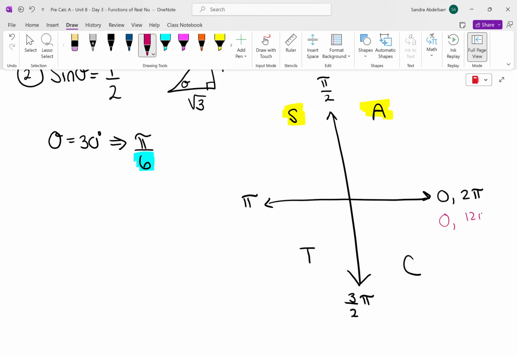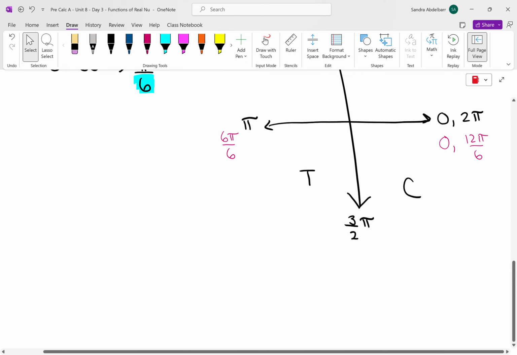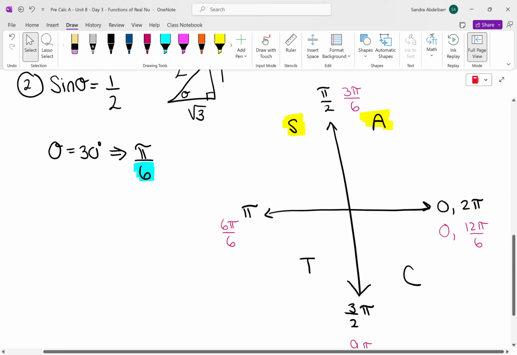So 0 stays 0. We'll have 12 pi over 6. Then we'll have 3 pi over 6. Then I'll have 6 pi over 6. And lastly, I will have 9 pi over 6.